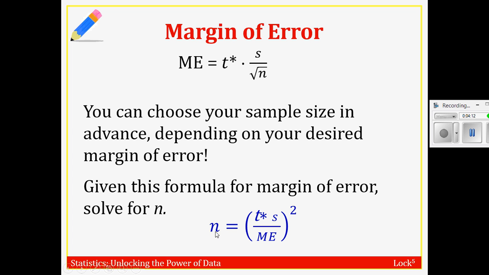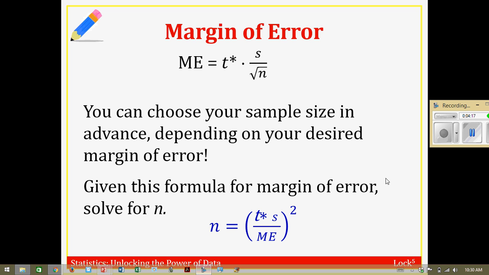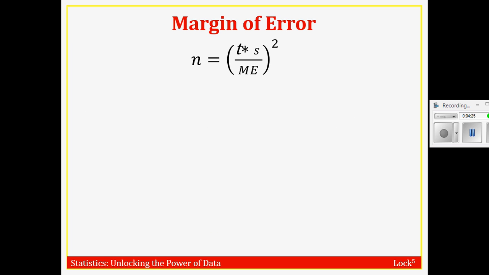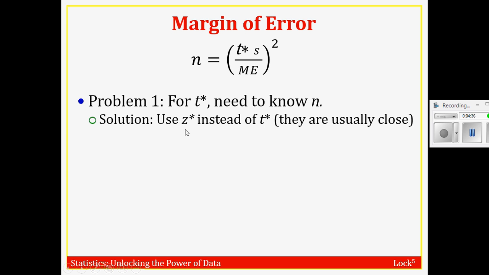Now, n is your sample size. So in other words, if you have a certain margin of error, we can work backwards to figure out what size sample we need to have. So here's our formula, but we need to know what t star is so that we can figure out n. Now, a lot of times we use z star instead of t star because they're going to be pretty close to the same. So that changes it up here from a t star to a z star.